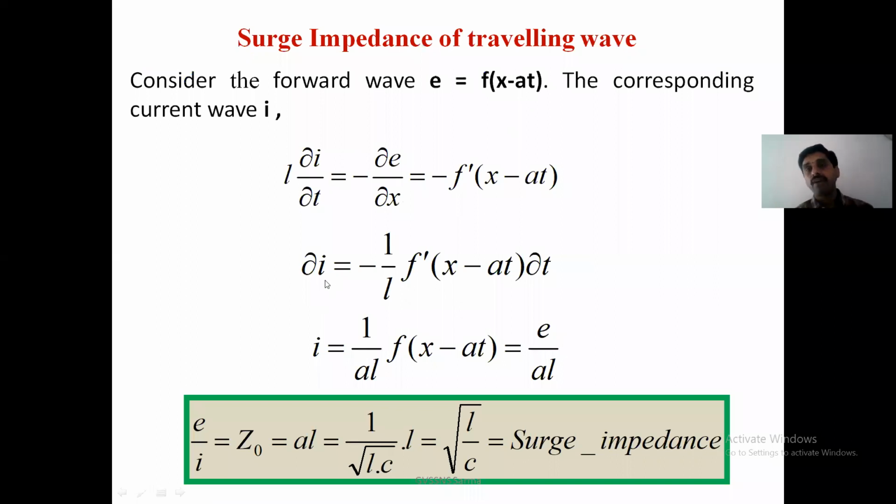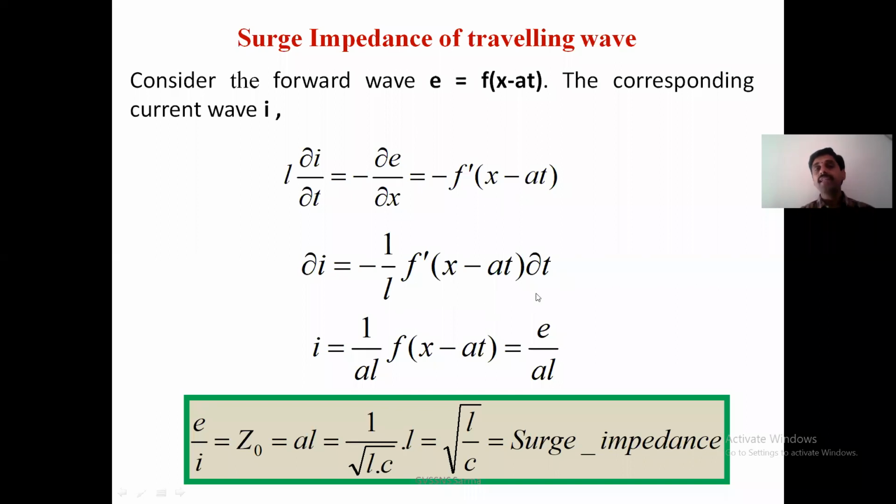So the surge impedance of the traveling wave, if you want to calculate, let us take the forward wave f of x minus at and the corresponding current I. Then if you write L dI by dt is equal to minus dE by dx, you substitute minus f dash of x minus at, f dash of x minus at, if you substitute the E value here. So therefore, from this expression, dI is equal to minus 1 by L into f dash of x minus at dt.